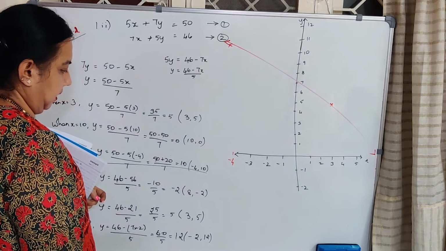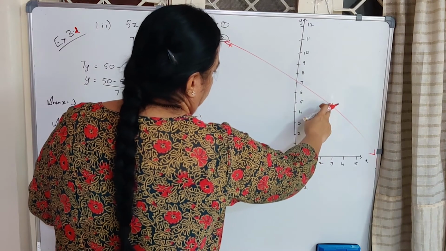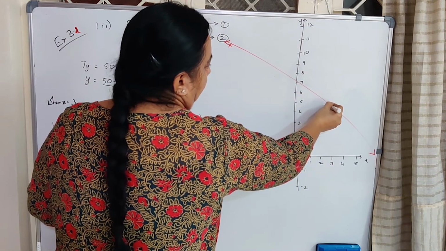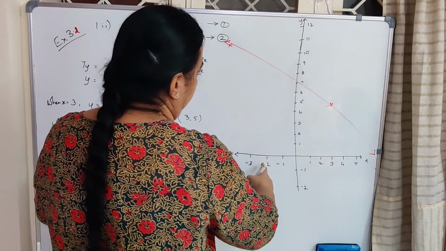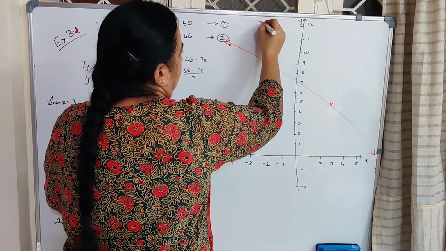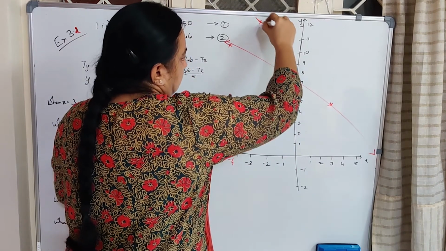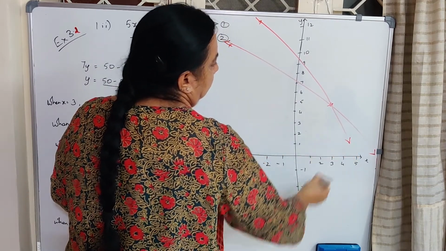Okay. Then 3 and 5. See? The same point. Even in the last time we had the same point. Then minus 2 and 12. It's here. Okay. At least we have 2 points. So this line will be like this. It will be going on like this.